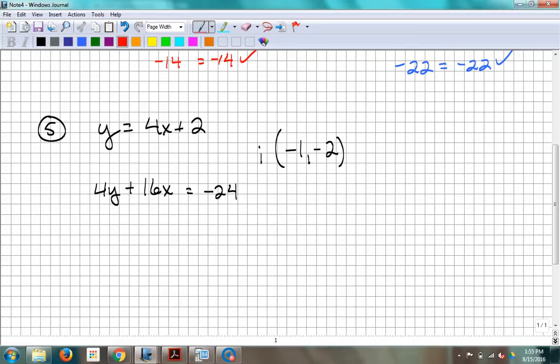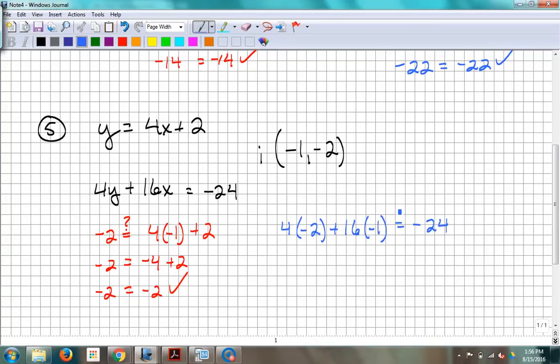So the best way to check, just plug it in, x and y. Does negative 2 equal 4 times negative 1 plus 2? That'd be negative 4 plus 2. And negative 4 plus 2 is negative 2. And it works in the first problem. Good to know. We got to check it in the second problem. So that's 4 times negative 2 plus 16 times negative 1. We want to know, does that equal negative 24 when you work that out?